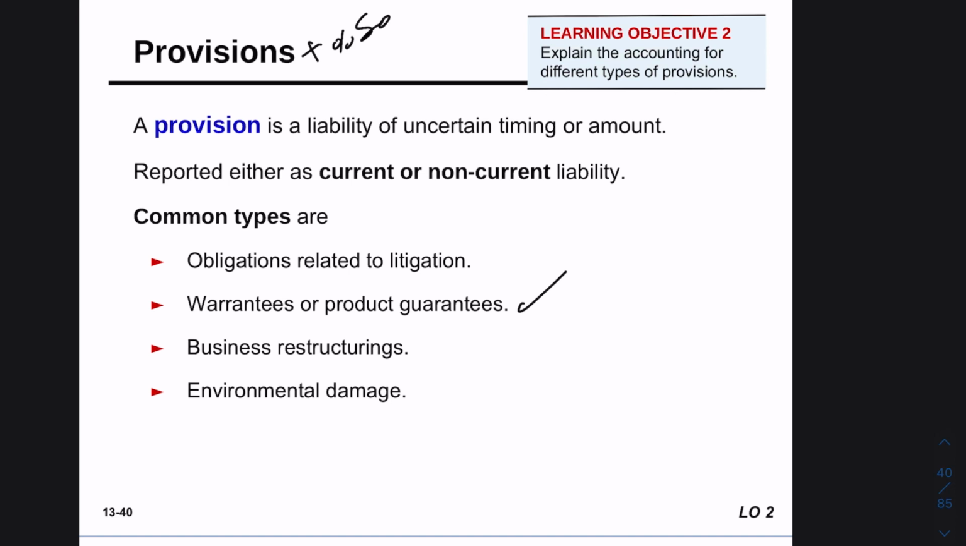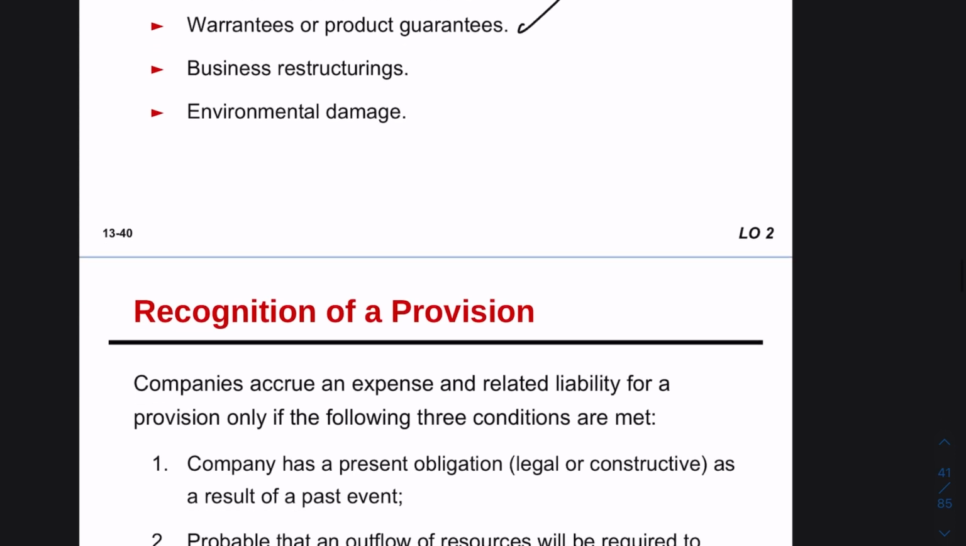Okay, and we have different types of provisions, and they could be reported as current or non-current, depending on the period. We have obligations related to legislation. We have a warranty or product guarantee. We have a business restriction. We have environmental damage. We will look at each one of those types.